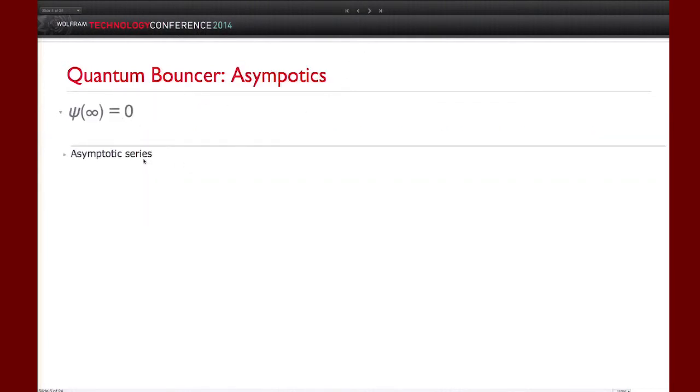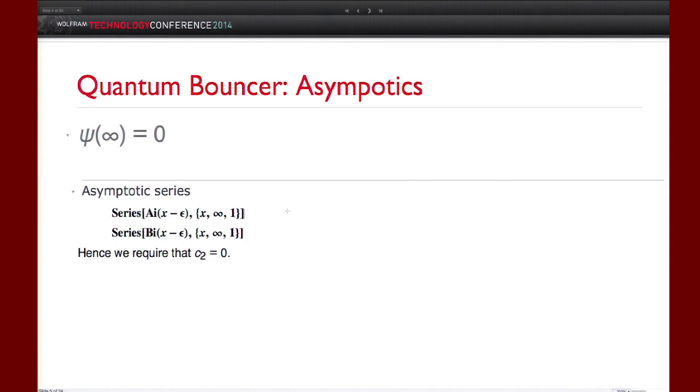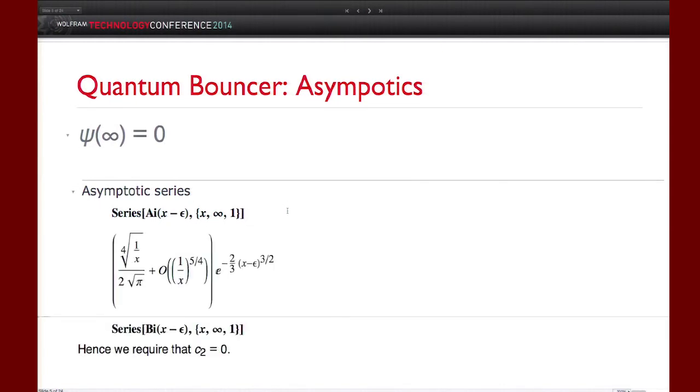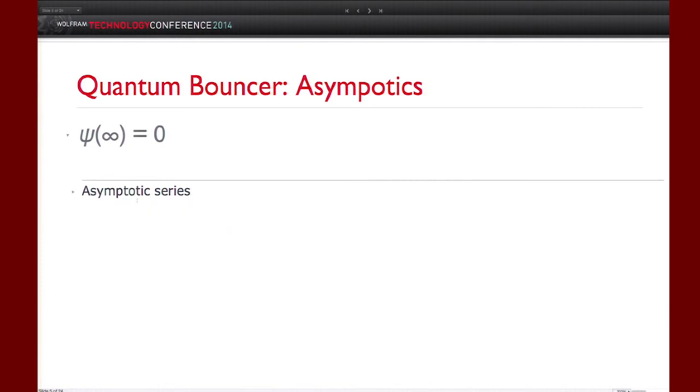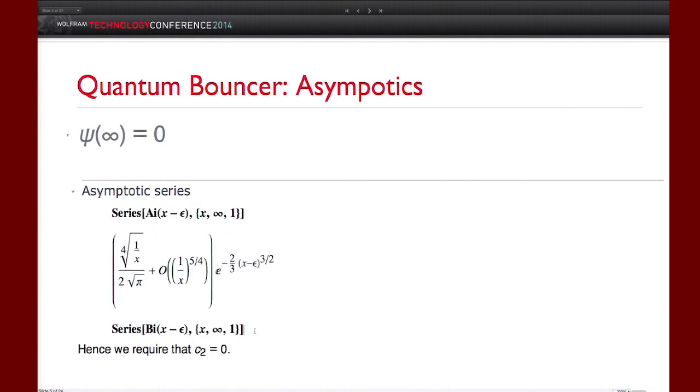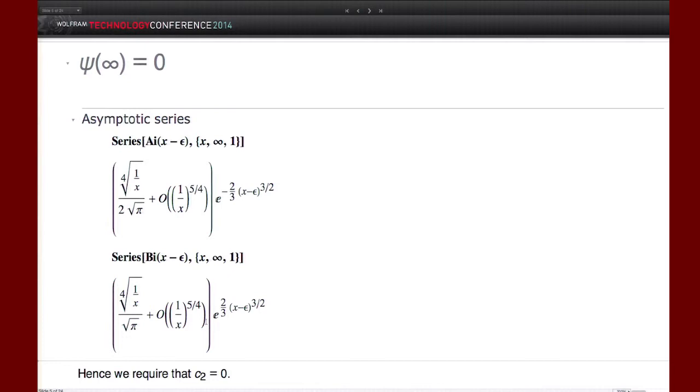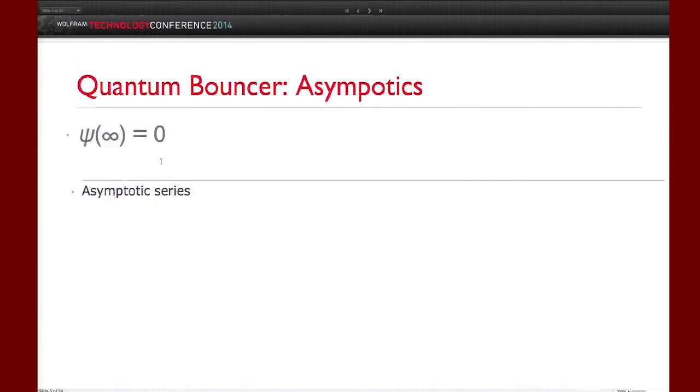If we compute the asymptotic series of this, and I'll enlarge that because it'll be too small again. If we compute the asymptotic series for the Airy function about infinity, we see that it's got a decaying exponential term. But if we do the one for Bi, we have a divergent exponential behavior. So we require C2 to be 0. That's one of the boundary conditions applied.